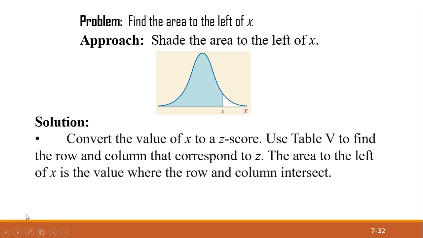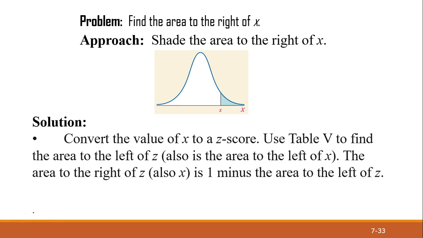Okay, so if you have a problem that says find the area to the left of a certain value, then what you need to do is convert the value of x to a z-score, and then use the table 5 to find the row and column that corresponds to the z, and then the area to the left of x will be the value in that row and column there given to you.